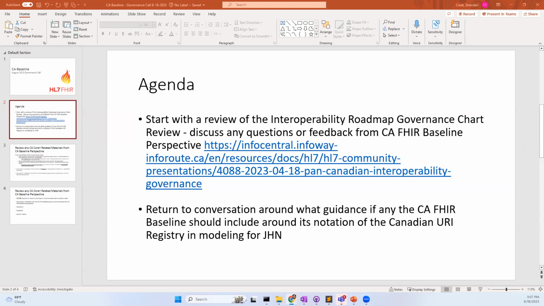And the other procedural aspect that I wanted to make sure of before we kicked off the first topic was, are there any other items that folks wanted to make sure were added to this agenda, or as a follow-up agenda for another governance call?